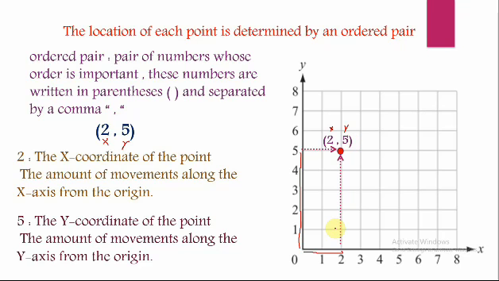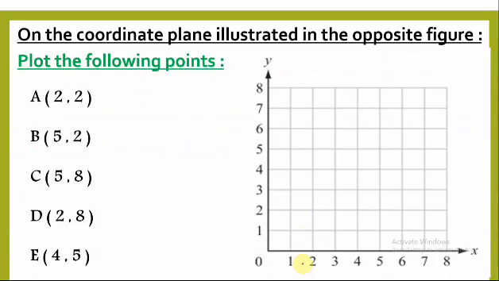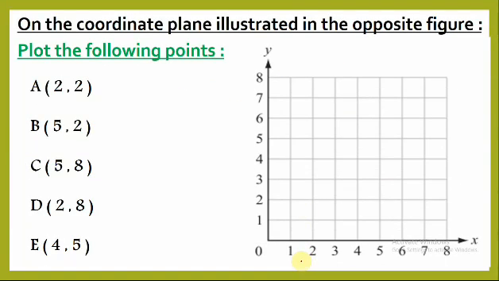But here in this coordinate plane, we have a very important point, which is the origin. What is the ordered pair for this origin? As you see, we don't move in the x-axis and we don't move in the y-axis, which means the origin is 0 and 0.